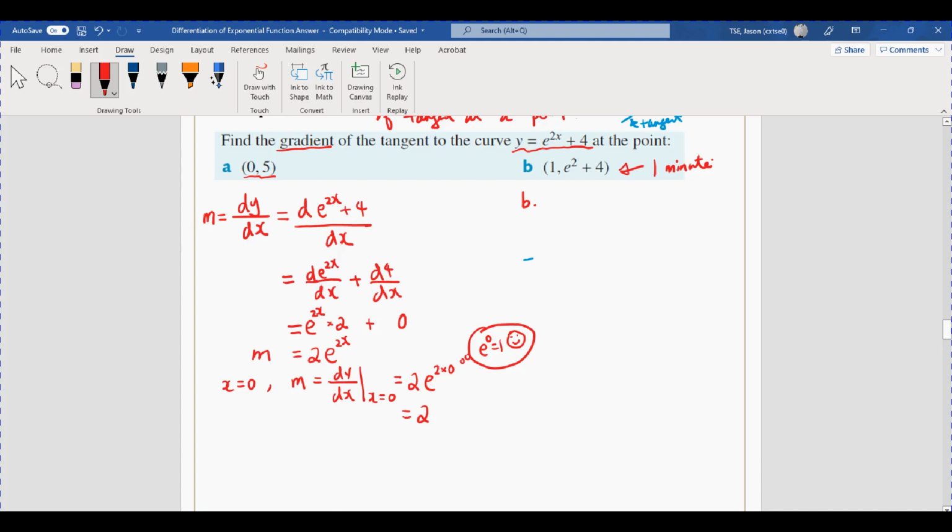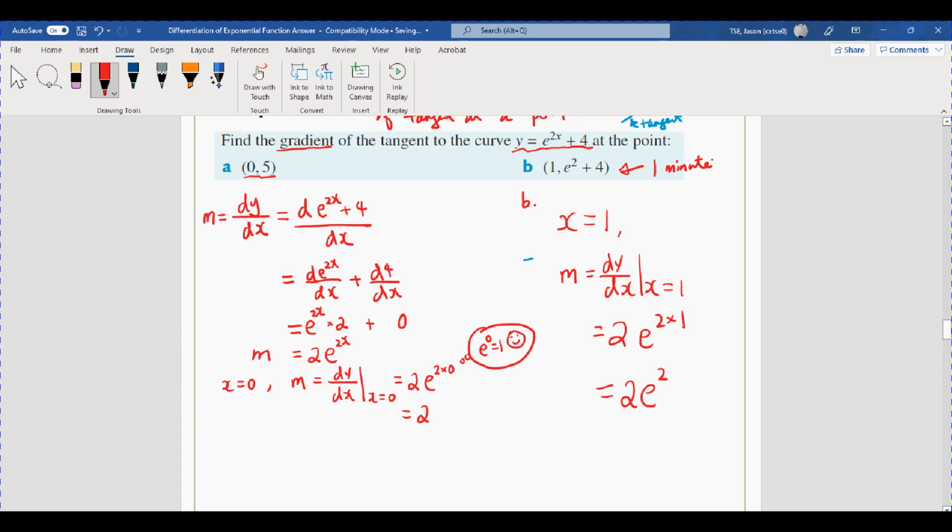Okay, so I'm going to write x equal to 1. Then I'm going to write that m equals d. I really like that fancy symbol, although I don't really need to write that here. So that's 2 times 1, so that's 2 times e squared. So that's it. That's the answer.